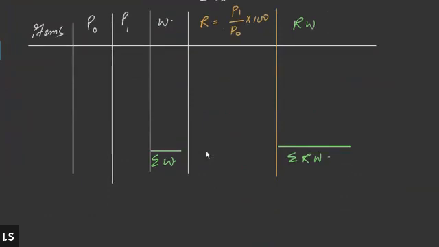See, firstly, you will write down all the items here, then P0, then P1 and weights. After writing all the elements of the question, then you will find out the price relative of all the items separately. For item A, B, C, D, we will find out the price relative for each item.